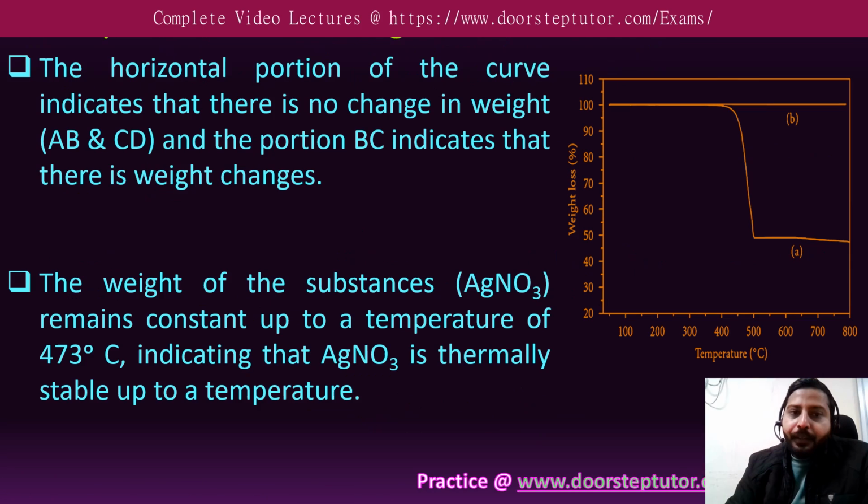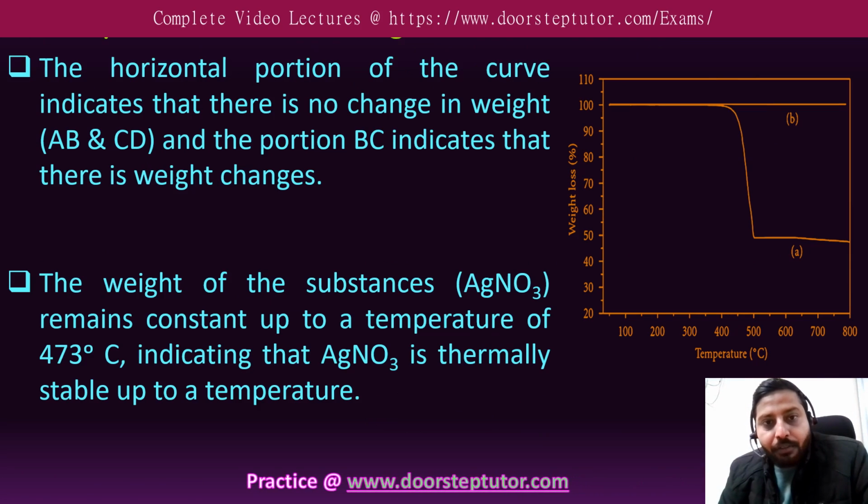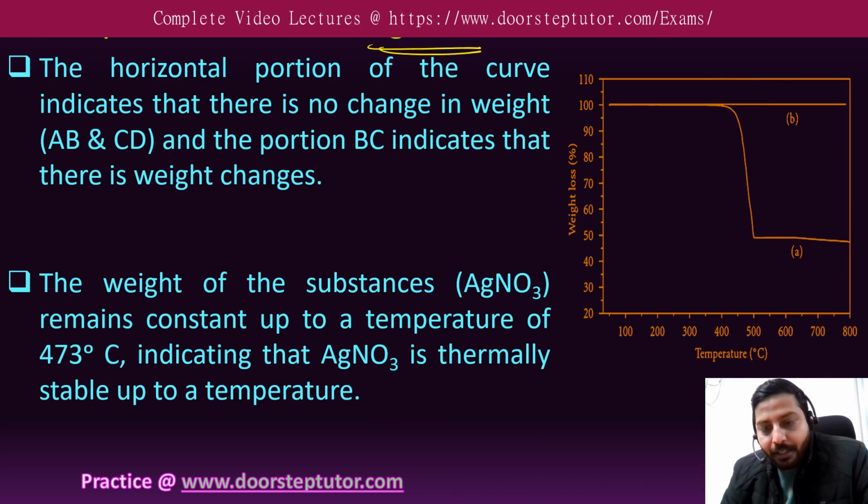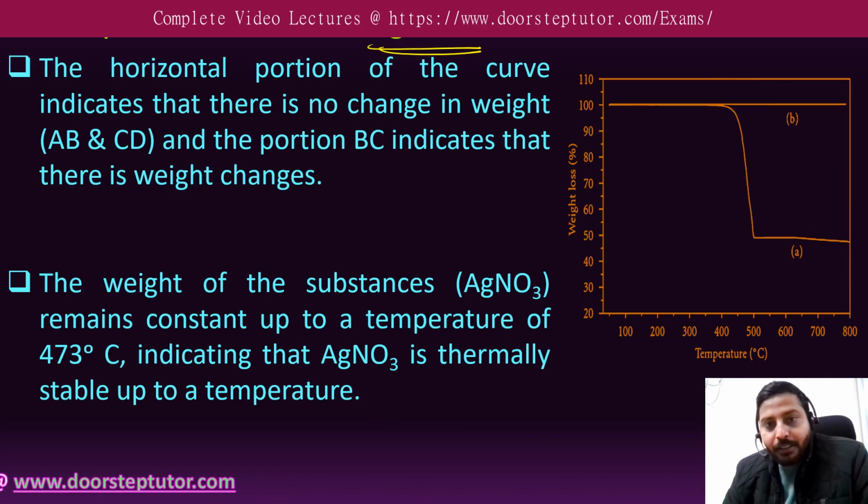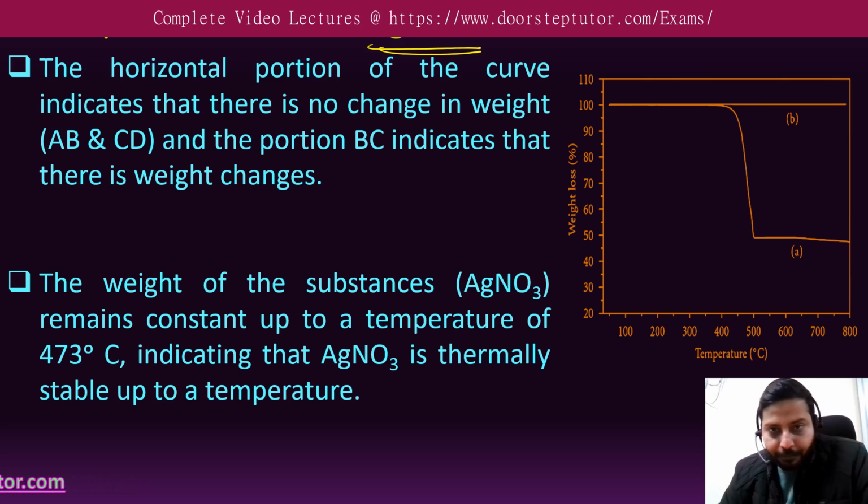Now let's take an example of AgNO3. A very simple example, and it will help us to know what is happening here. Here we can see a TGA graph. Let's say this point is written as A, this as B, this as C.